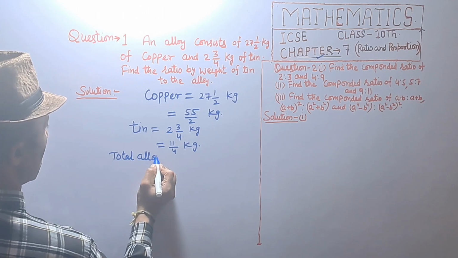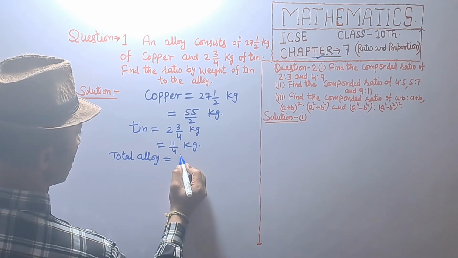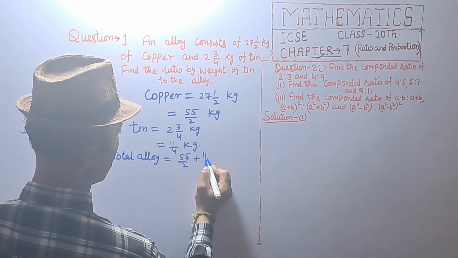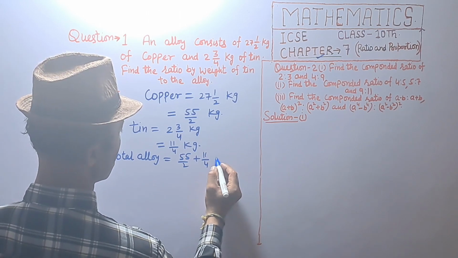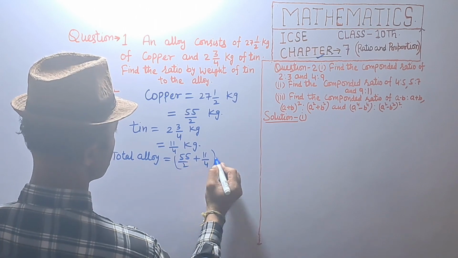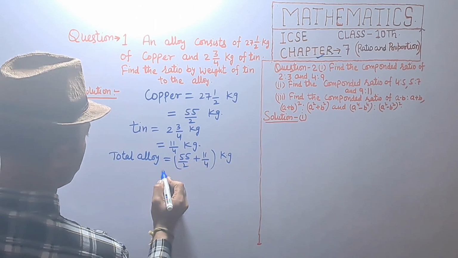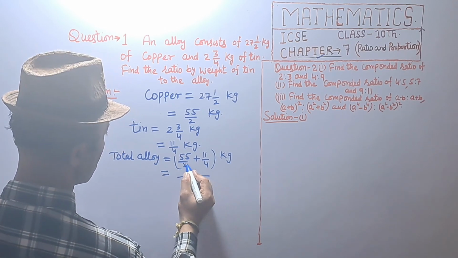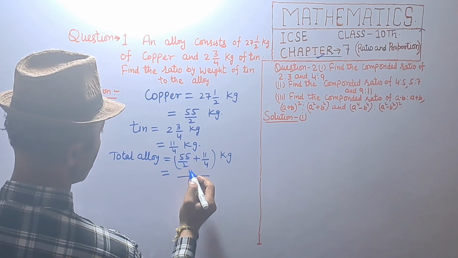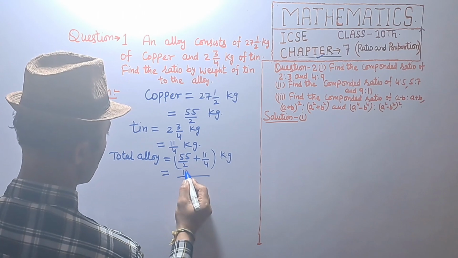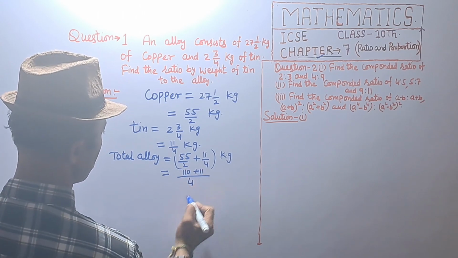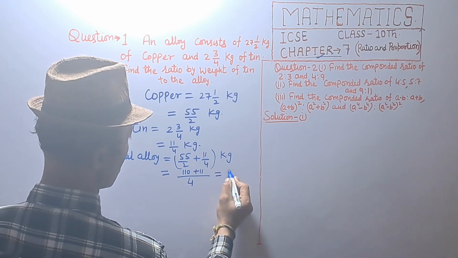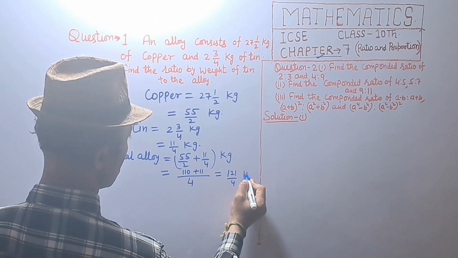Total alloy is equal to 55/2 plus 11/4 kg. That is equal to, LCM is 4, and 55 2s are 110 plus 11, that is equal to 121/4 kg.